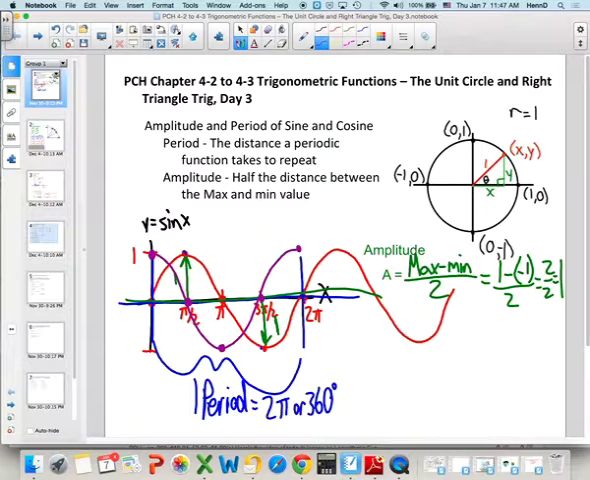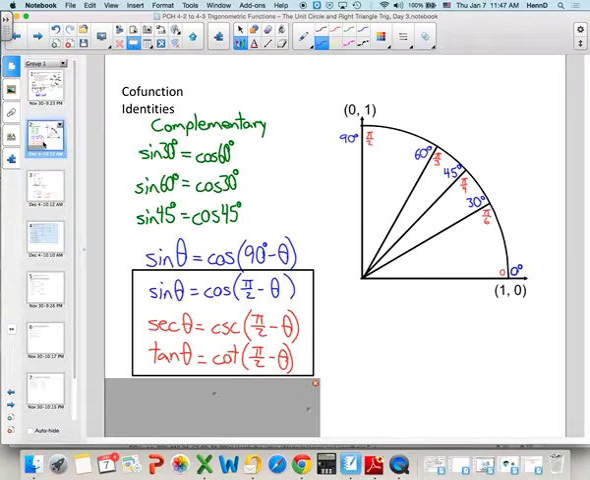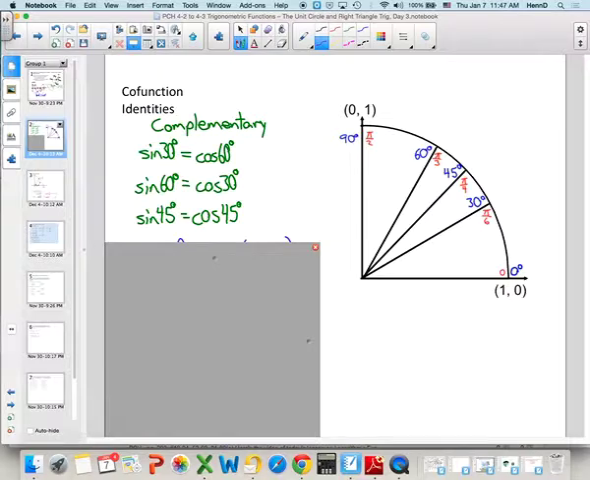It's been shifted pi over 2. That right there is where we get the first of our identities that we're going to look at today. If you take the sine of an angle, and then you take the cosine of pi over 2 minus that angle, you will actually get the same thing. These are what are called cofunction identities.